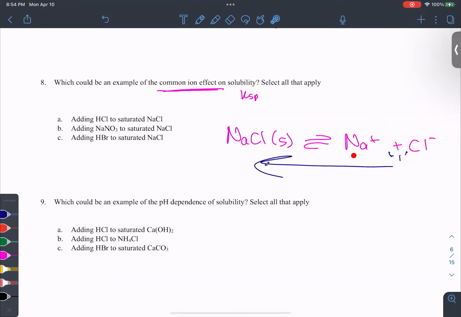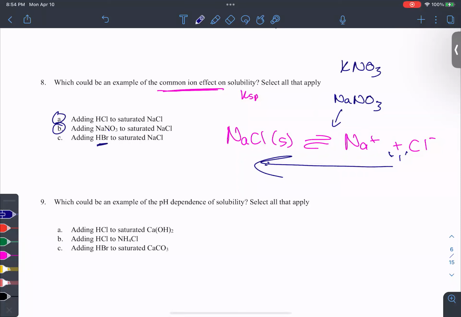What if I added sodium nitrate to this equilibrium? What would happen? Nothing? Are you sure? No. It's still going to go to the reactant side, because this time we're adding sodium. Sodium plus is also a common ion. What if I added potassium nitrate? Nothing would happen, because there's no common ion. So adding HCl to NaCl will make it saturated. Adding that will make it less soluble.